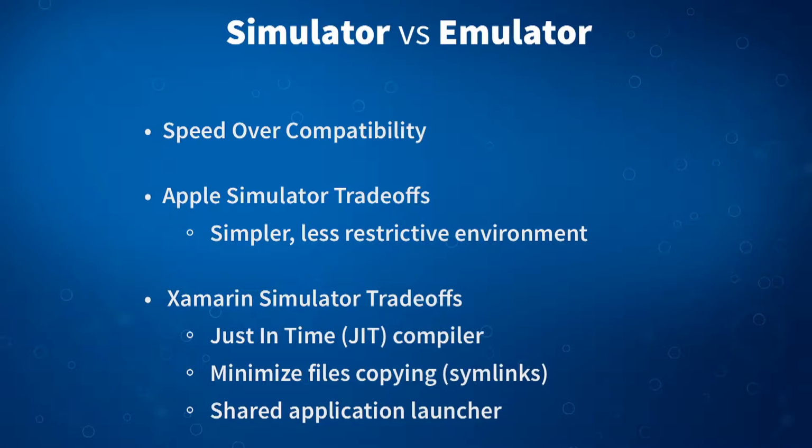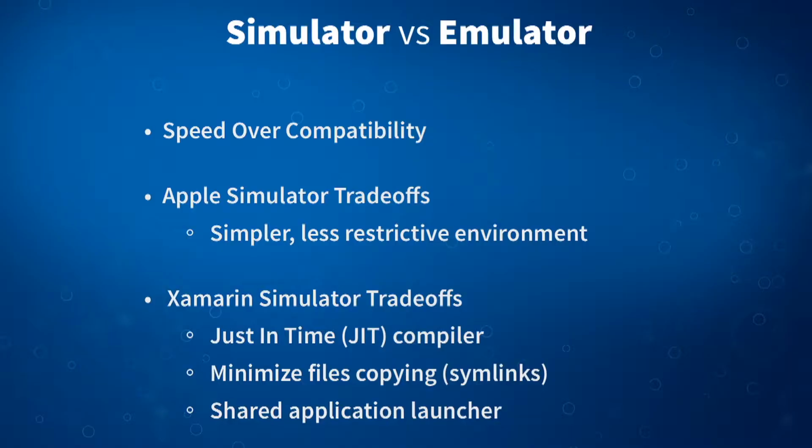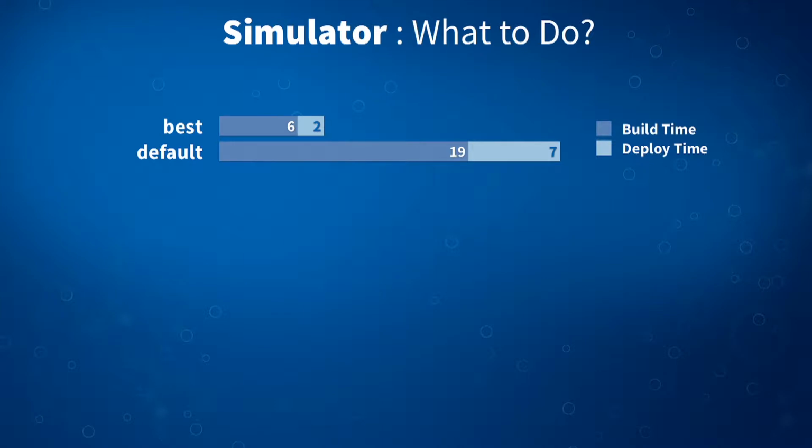Next, whenever possible, we use a shared application launcher so we can reuse it several times. Now, if we did not do this, we will need to create a new one for each build. That's what we need to do for the device. So how can we go from the default times that we have seen to the best times?